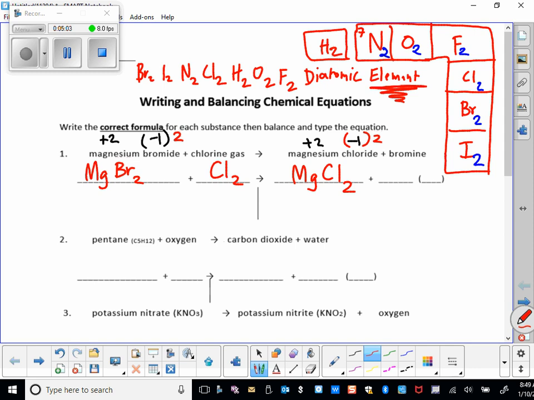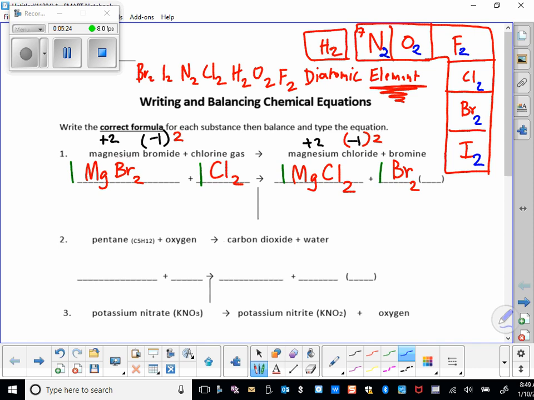Bromine, which is Br, should be written as Br2. Correct? If you look at the reaction, it's already balanced. Yes? You don't have to do anything special to balance it. It's 1, 1, 1, and 1.